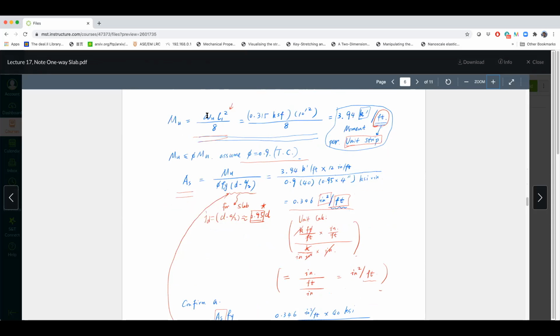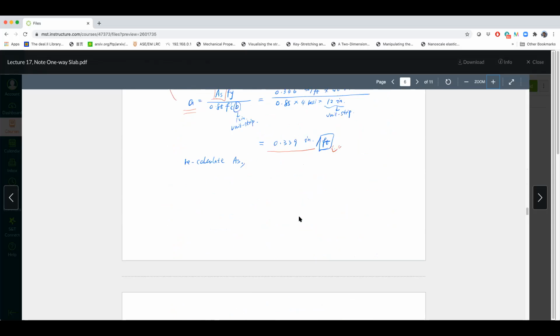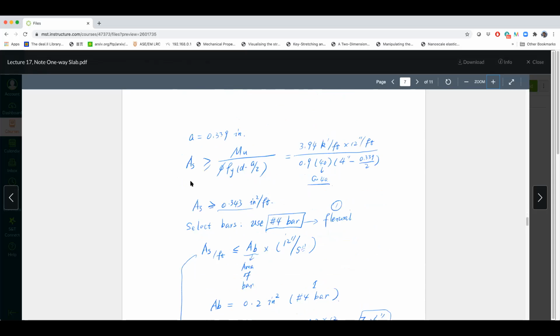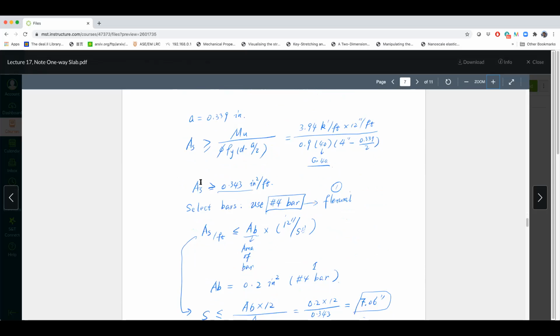You don't even have to write omega u l1 squared divided by 8. You already have Mu from the previous cross section, from the moment coefficient. So you bring this Mu in here and pursue the calculation of the reinforcement using this equation. You go on and find the reinforcement, and you find that As is this, and this is the required reinforcement.